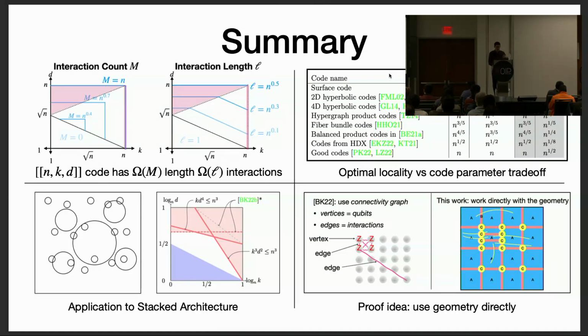All right, so that's all I have. So the summary of our talk is we give optimal locality versus code parameter trade-offs for codes above the BPT bound in 2 dimensions. They can be applied to the stacked architecture, and our improvement over the Baspin and Krishna's work is that we use the geometry directly. Thanks.